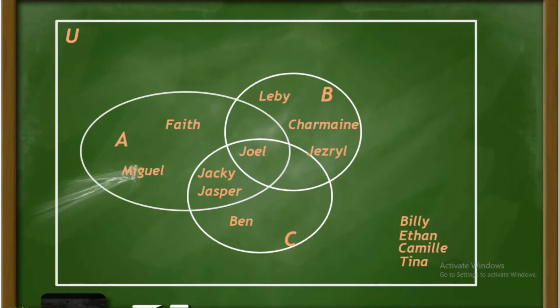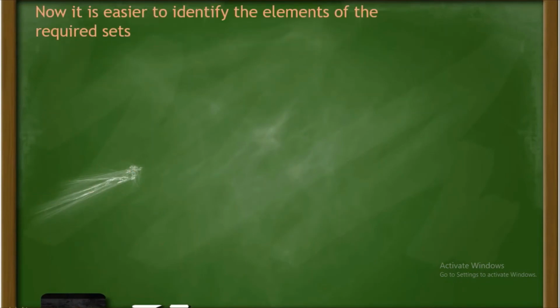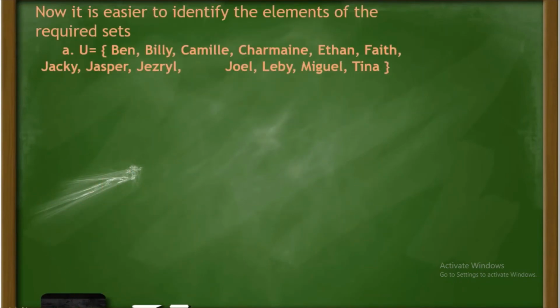First question. The universal set. Find the universal set. Therefore, ang universal set is lahat ng mga pangalan ng mga bata. And we have Ben, Billy, Camille, Charmaine, Ethan, Faith, Jackie, Jasper, Gisrael, Joel, Lebby, Miguel, and Tina. So yun yung universal set, or you're going to combine, or you're going to list all those elements that is present in the diagram.